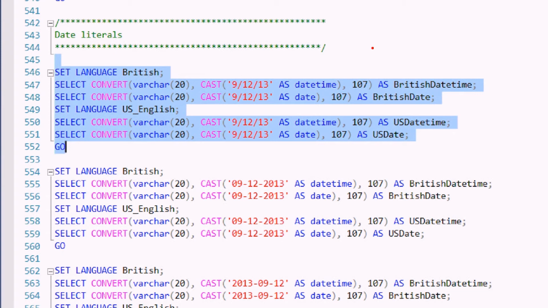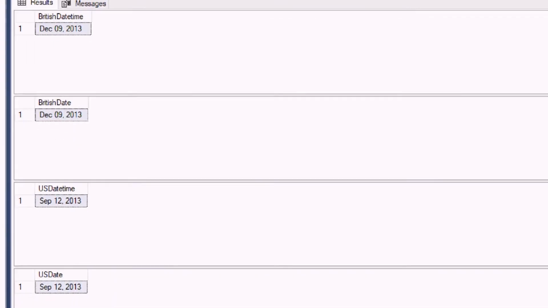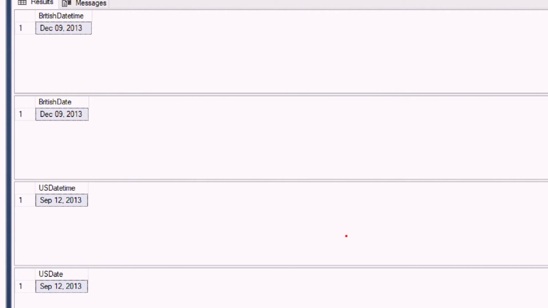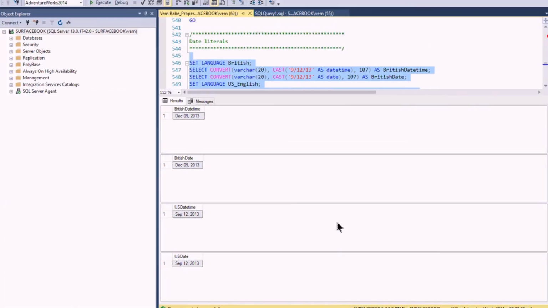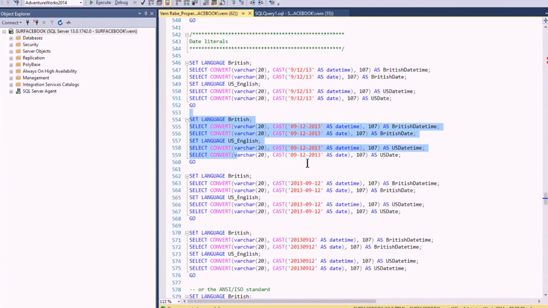Anyway, so here I'm converting these to date time and to date, and seeing which ones convert unambiguously. And notice that the first two are December 9th and the second two are September 12th. So US does it one way, the British do it another way. Here's another one.